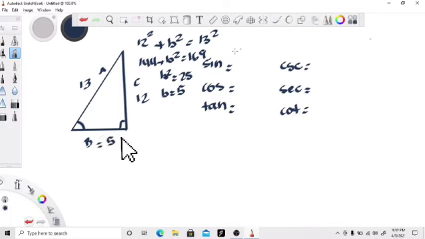Now we're going to answer using SOHCAHTOA. Remember the SOHCAHTOA in our previous example. Sine is opposite over hypotenuse, which is our opposite is 12 and our hypotenuse is 13. Now our cos is adjacent over hypotenuse, which is 5 over 13. Now tan is opposite over adjacent, which is 12 over 5. In here, we're just going to reverse, which is 13 over 12, 13 over 5, and 5 over 12.